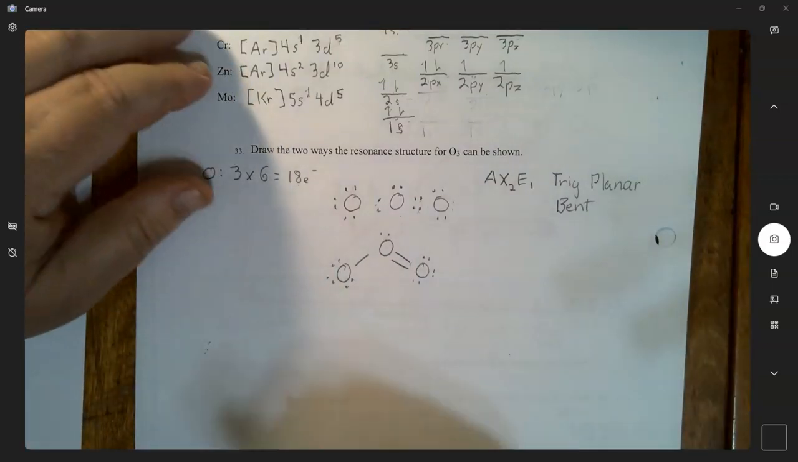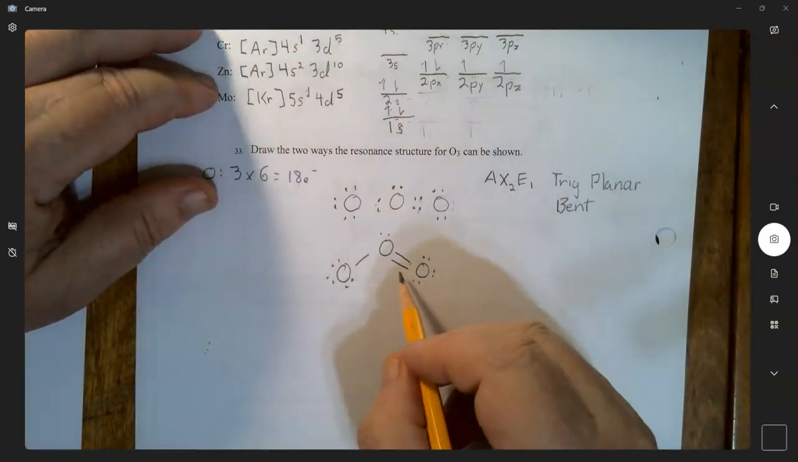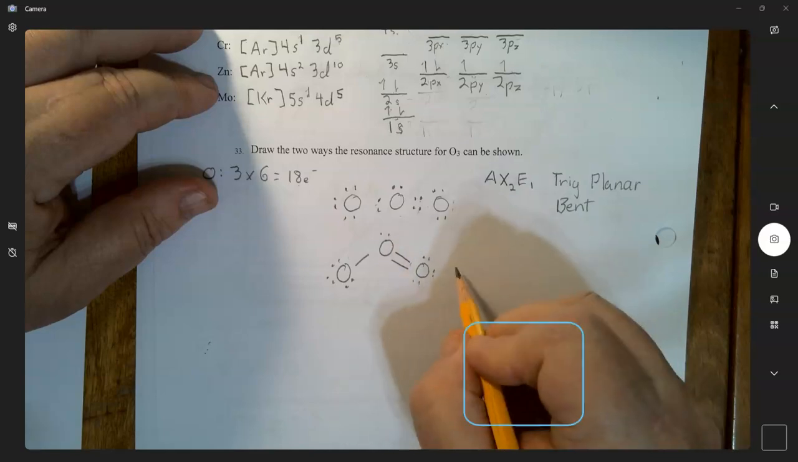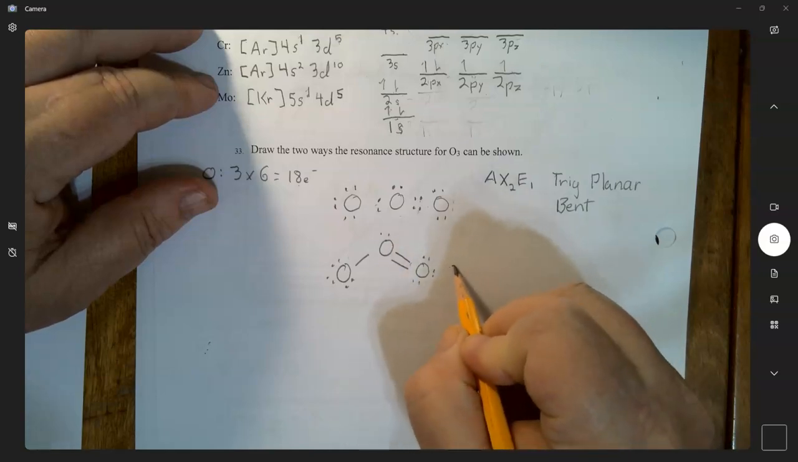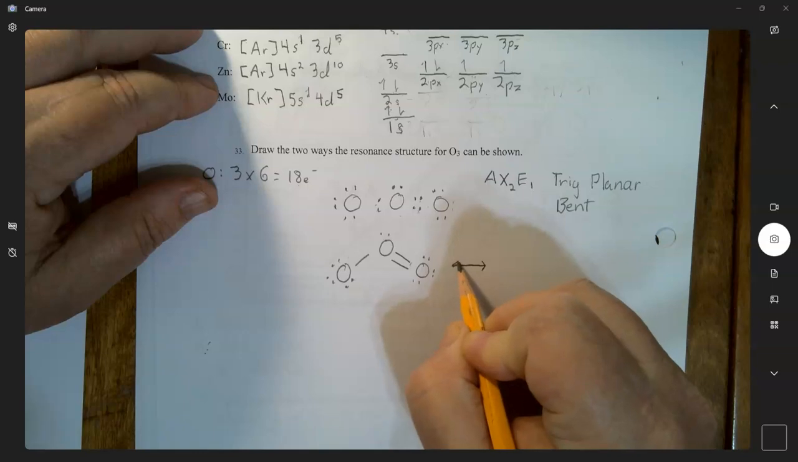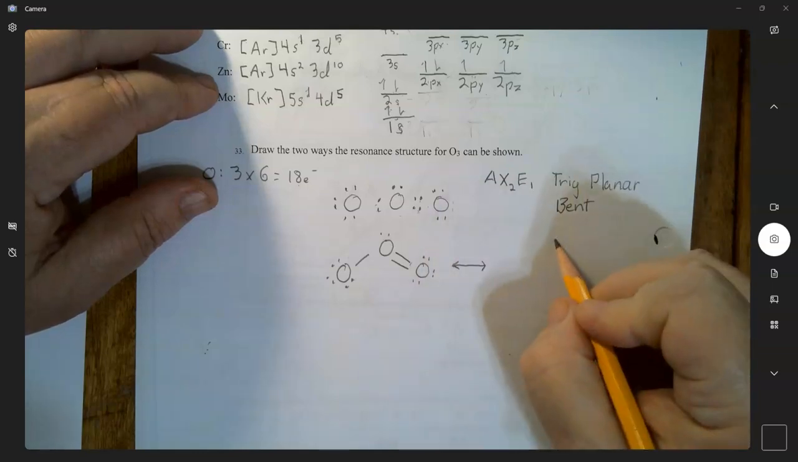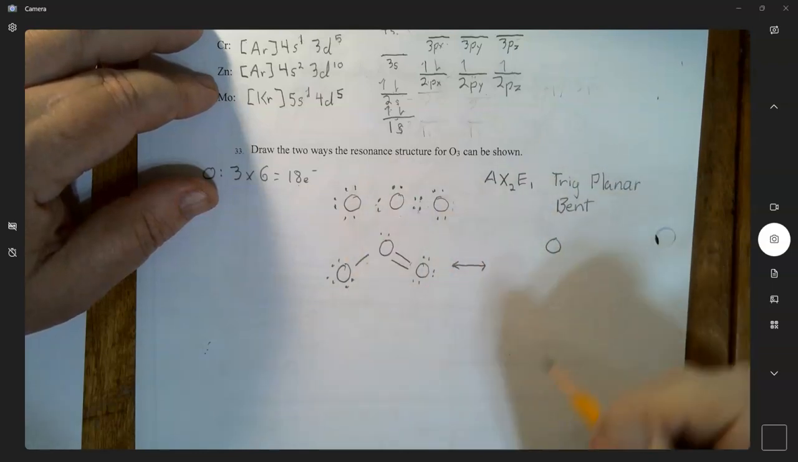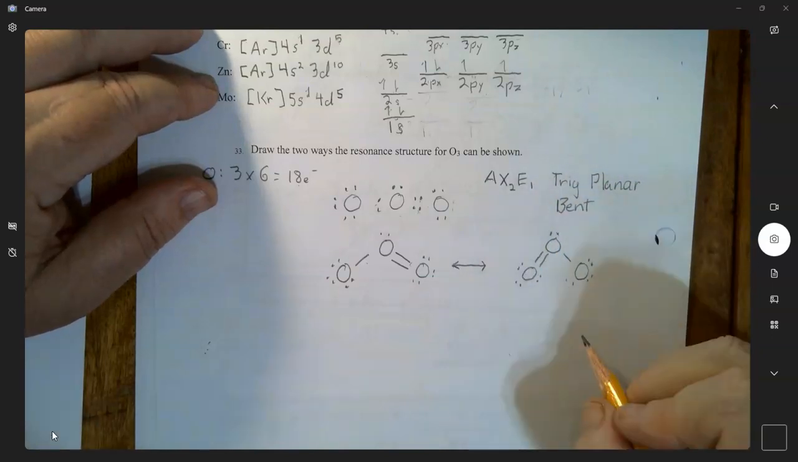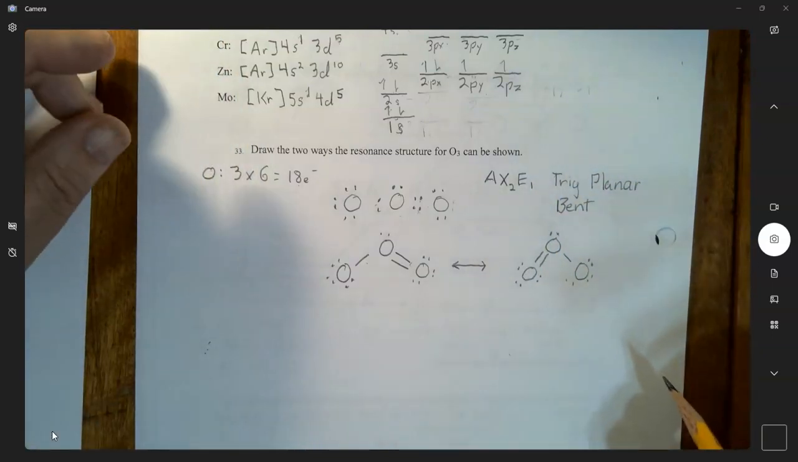So the two ways to draw that are this. You simply draw this again, or, in fact, I won't draw it again. I'm simply going to draw a double arrow between it like that. And now I'm going to draw it again, except I'm going to put the double bond over here. So that's one way of drawing a resonance structure.